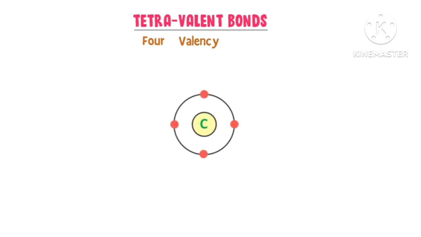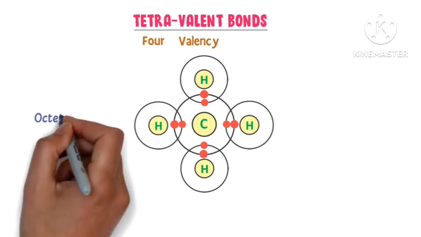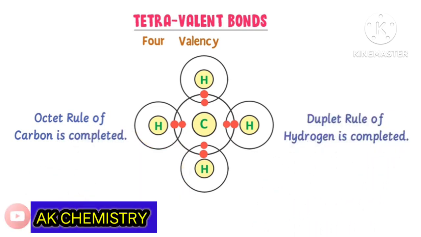In the last shell of carbon, there are 4 electrons present in it. Carbon needs 4 more electrons to get stability. For instance, 4 hydrogen atoms would share 1 electron each with the 4 electrons of carbon. Hence, the octet rule of carbon is completed and the duplet rule of each hydrogen atom is completed.